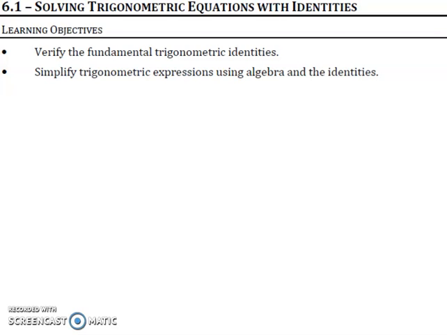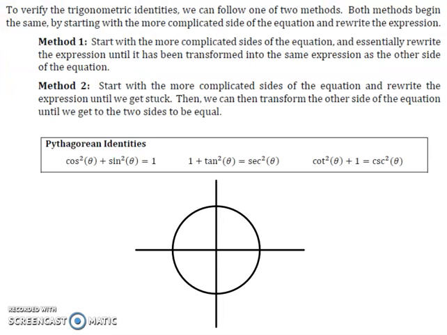Hello, in this video we're going to be starting section 6.1, which is on solving trig equations with identities. So we're going to start off by talking about verifying trig identities, which just means that we have an equation with trig functions. We are going to verify it by showing that the left side is in fact equal to the right side. So here are a couple identities.